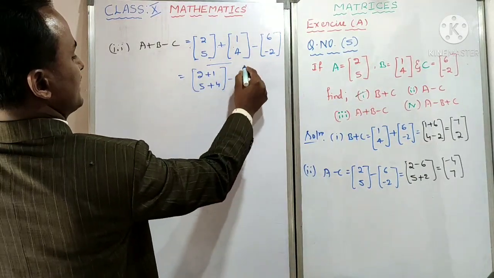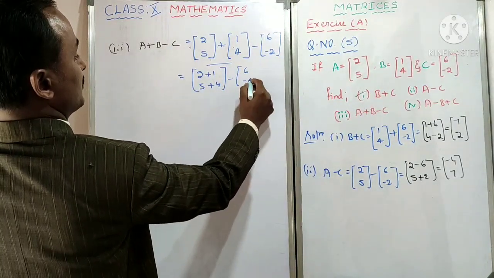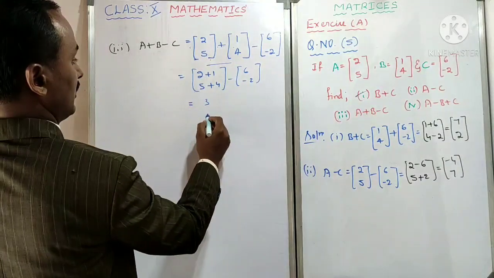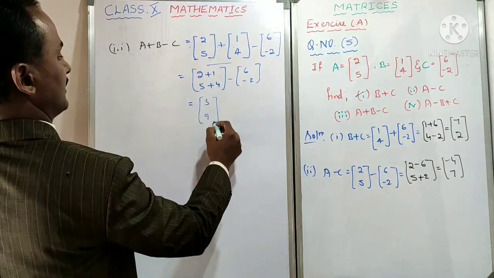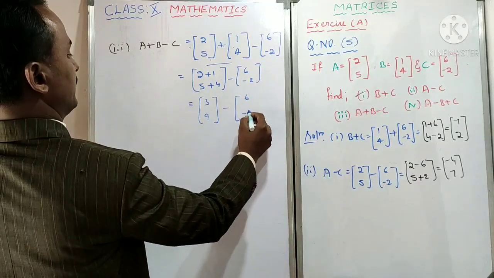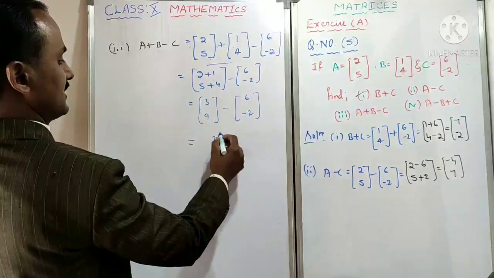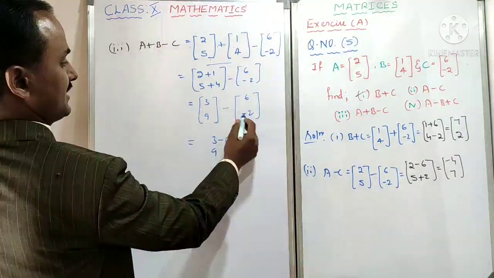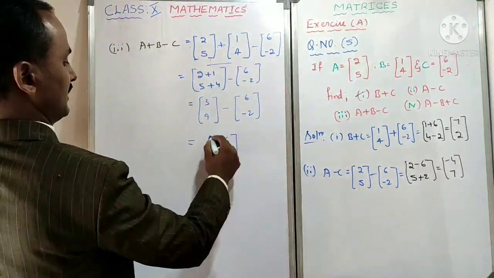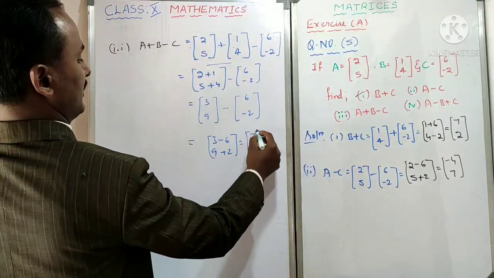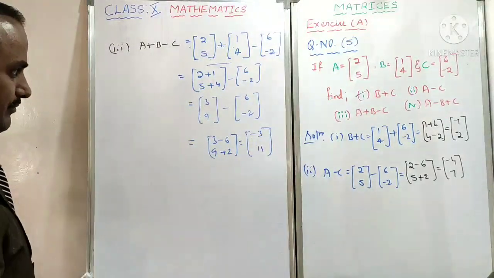Then here, minus, the remaining last matrix you write as it is. No problem, this method is also okay. Now 3, 9. Close the matrix. Minus 6, minus 2. Now one more step: 3 minus 6, 3 minus 6, 9 minus into minus plus 2. Then it is equal to minus 3, 11. This is one method. Okay.